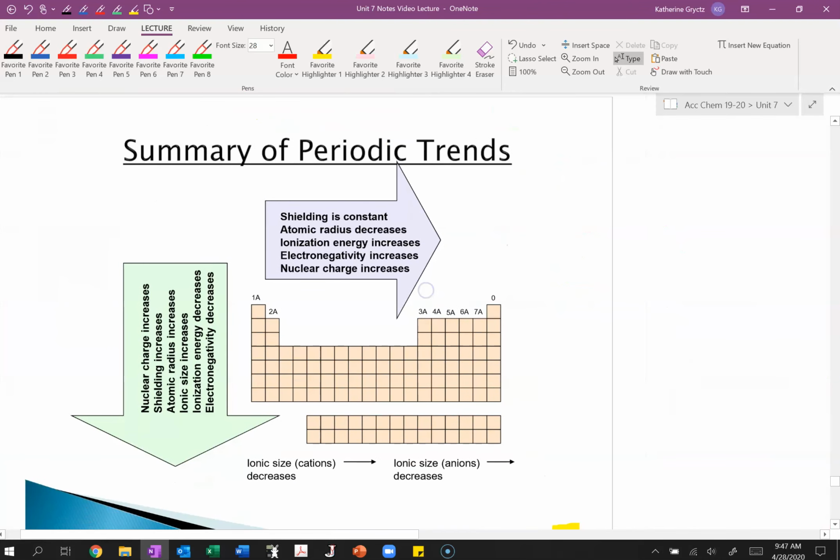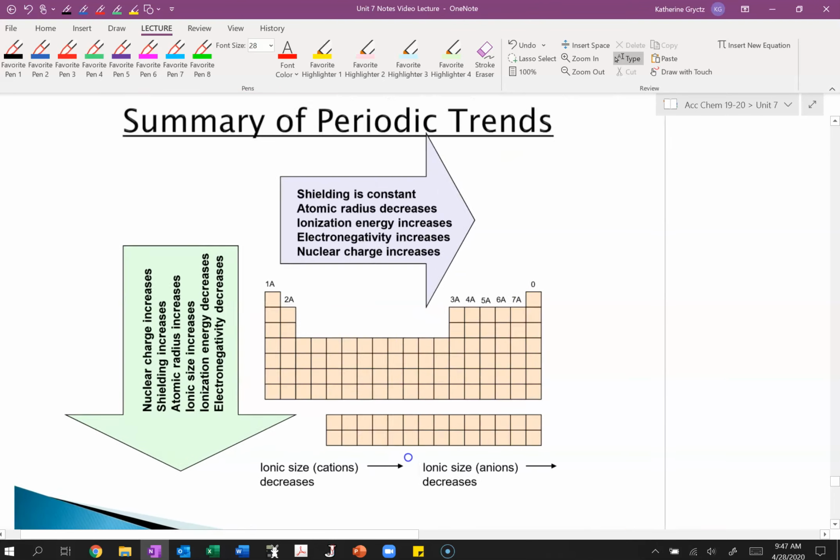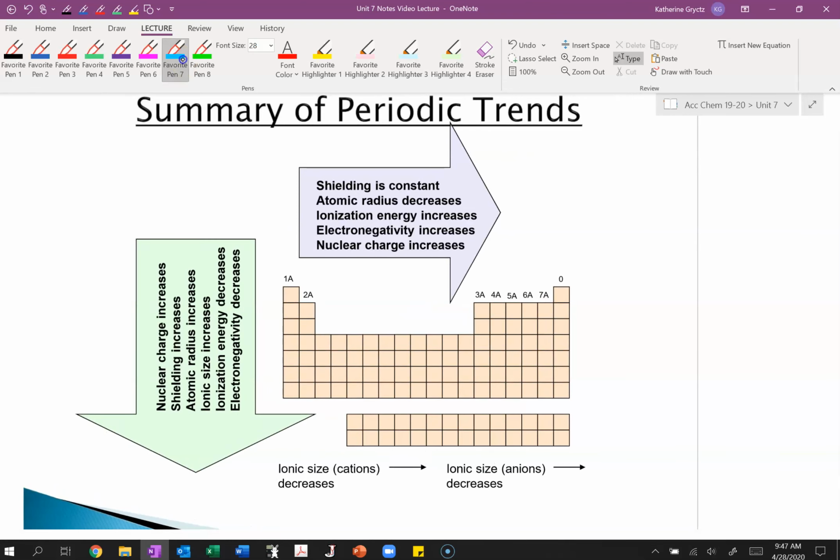So this last slide here is just a recap of the periodic trends. Remember, the trends are never a reason. They're just an observation for us that kind of helps us realize how this thing is organized. So across the periodic table, the shielding stays constant, the atomic radius decreases, the ionization energy increases, and the electronegativity increases. Why all these trends happen is that the nuclear charge increases, which is the number of protons.